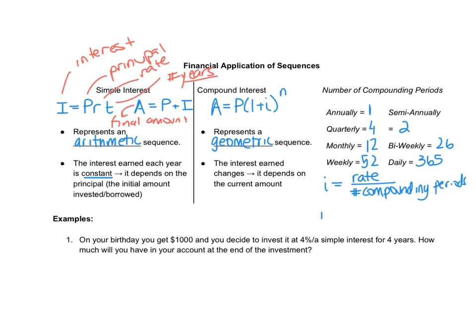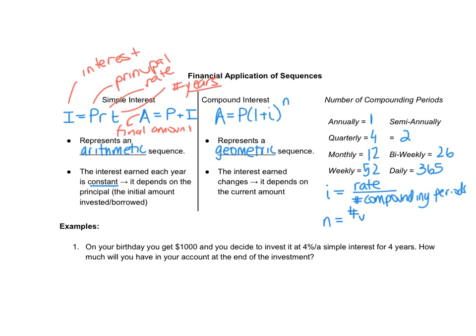And then same thing with your N, it's not the number of years, because if your interest is compounded quarterly, that means your rate is being applied 4 times a year. So we actually have to multiply the number of years by the number of compounding periods. So for I, you're dividing to cut down on that interest rate. And for n, you're multiplying to get the actual number of compounding periods.